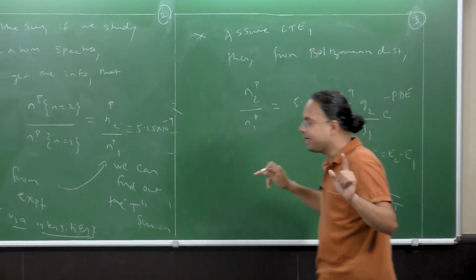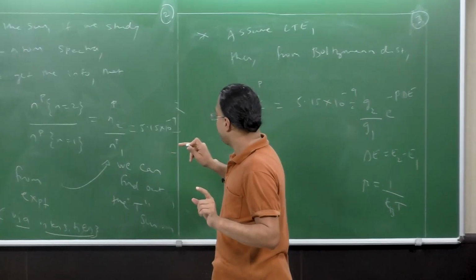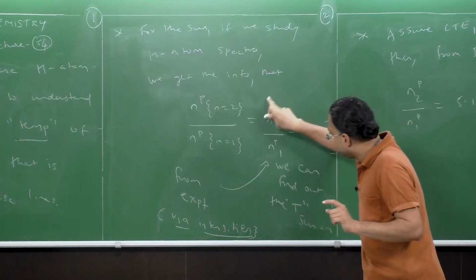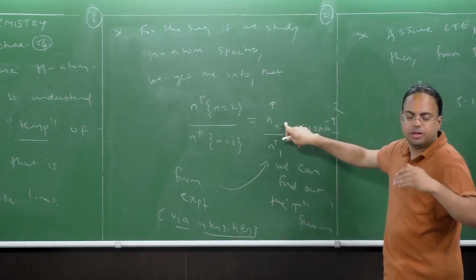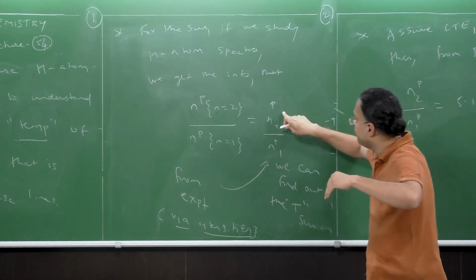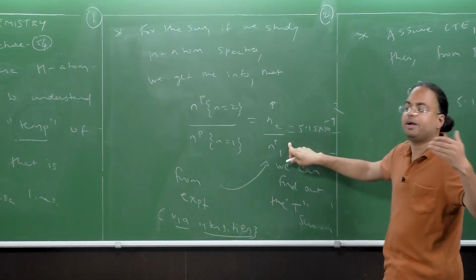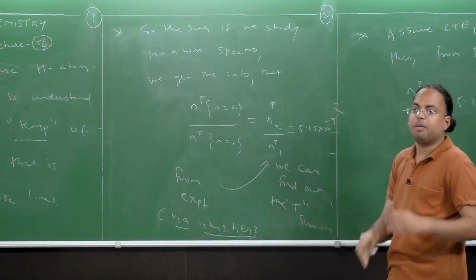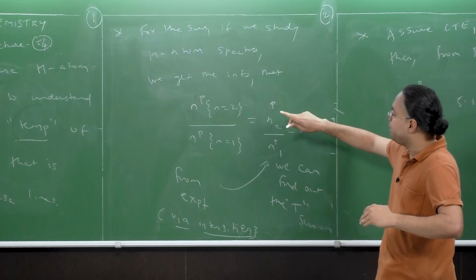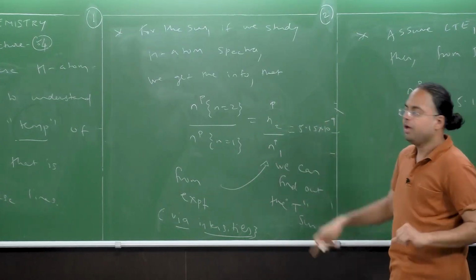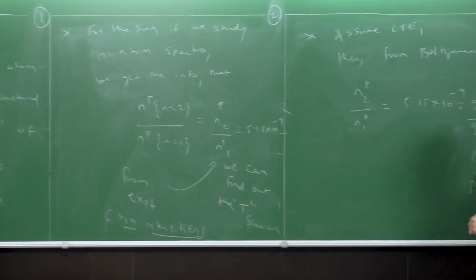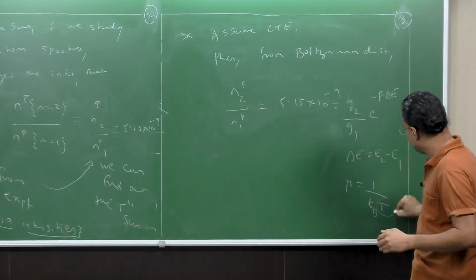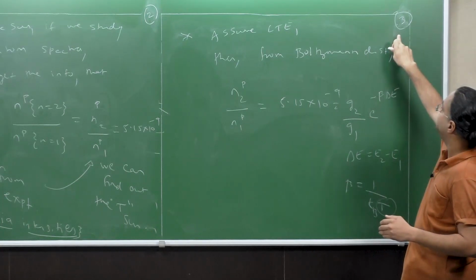Now, the key information here is, please note that the ratio of the number of atoms present in the n equals 2 level and n equals 1 level of hydrogen atom can actually be experimentally obtained. This can be obtained by comparing the intensities of the lines emanating from the n equals 2 level and n equals 1 level. So we can use the Boltzmann distribution, as we've been discussing for quite some time now, to get the temperature by using this expression right here in page 3.